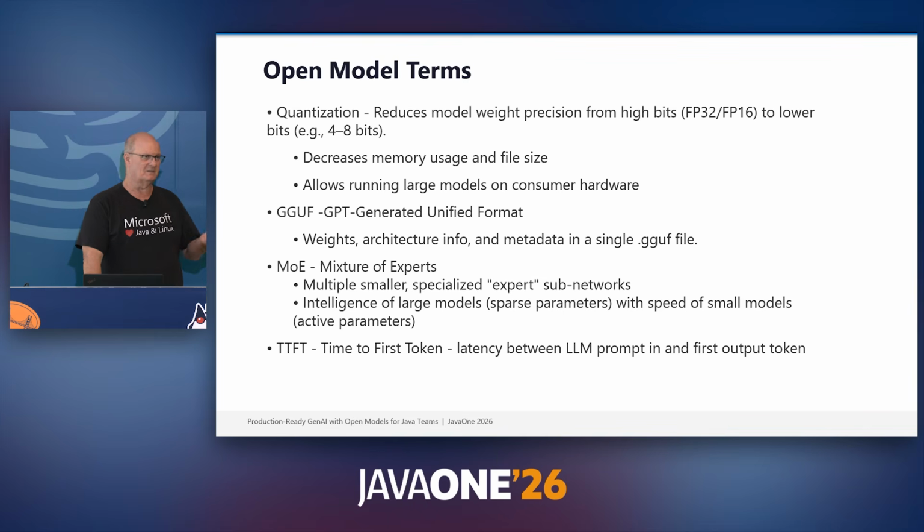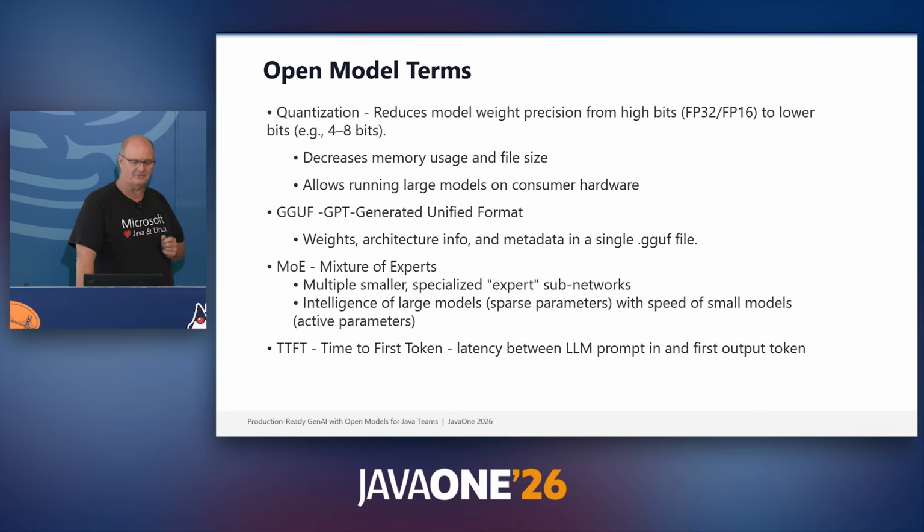So that's what quantization is. It basically just decreases the memory usage and file size for a model and allows large models to run on consumer hardware. You don't always need a GPU when you're using models. If you're just doing inference, you're not doing any kind of training, a regular CPU or an ARM processor sometimes will do the job. So that's a good thing to keep in mind. And you can use quantized models to basically save some energy and space as well.